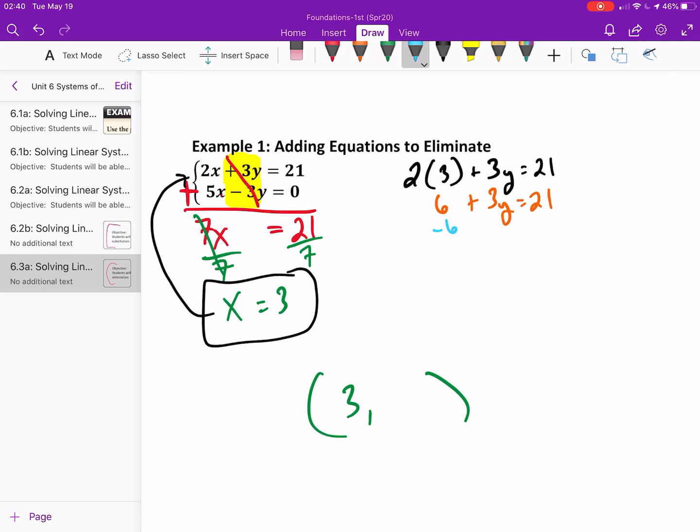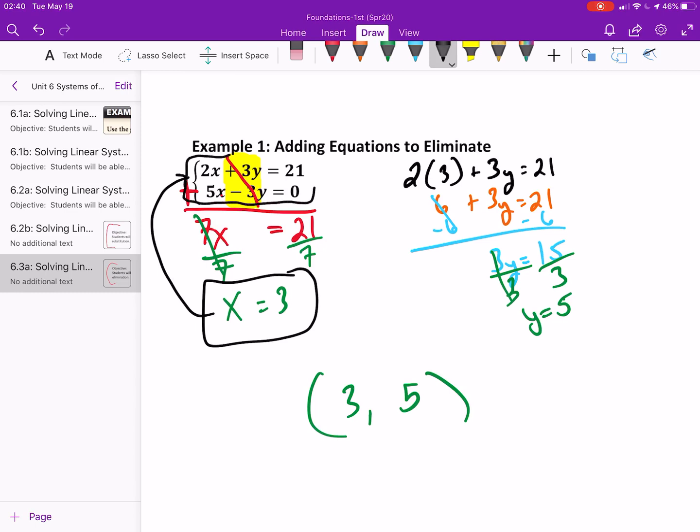We're going to subtract the 6 from both sides and get that 3y is equal to 15. And dividing both sides by the 3, we get that y is equal to 5. And so the point of intersection of these two equations will be at the ordered pair (3, 5). And that's it for doing elimination.